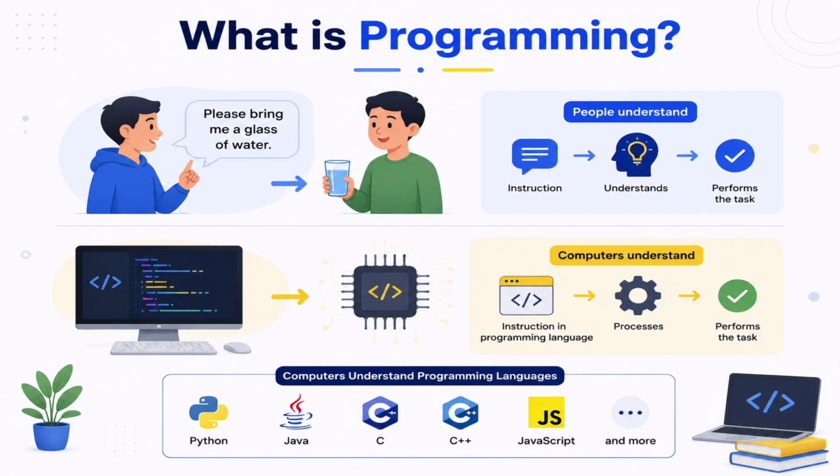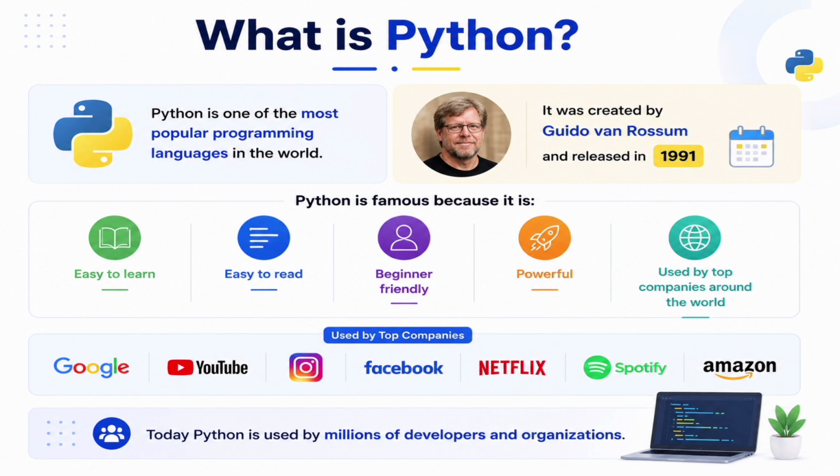So what is Python? Python is one of the most popular programming languages in the world. It was created by Guido van Rossum and released in 1991. Python is famous because it is easy to learn, easy to read, beginner friendly, powerful, and used by top companies around the world. Many famous companies use Python, including Google, YouTube, Instagram, Spotify, Uber, and many more. Today, Python is used by millions of developers and organizations.